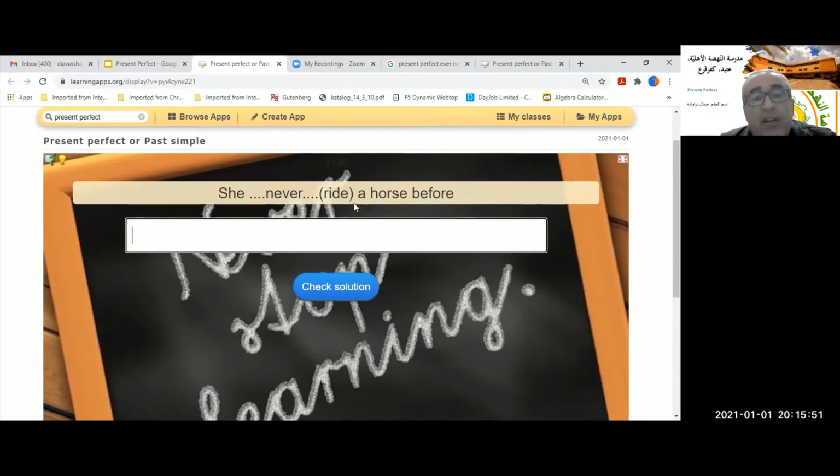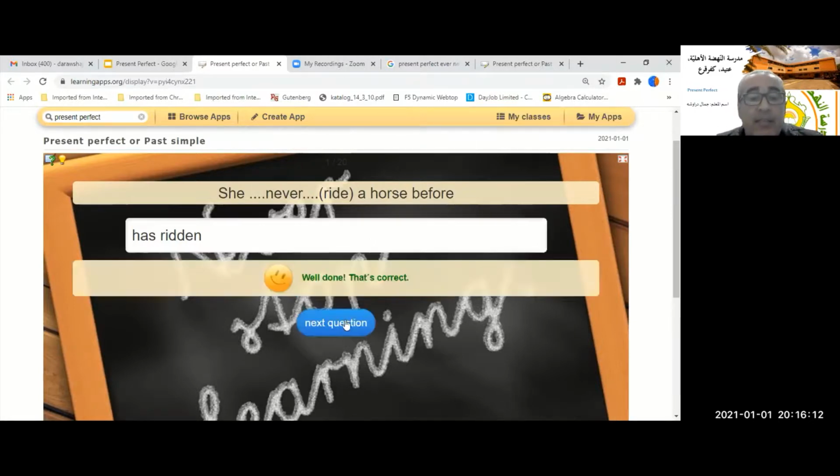She never ride a horse before. What do you think? Is there a time expression here? No. So we have to use exactly the present perfect. She has, you use the small letters, she has never ridden a horse before. Let's check the answer. Exactly.